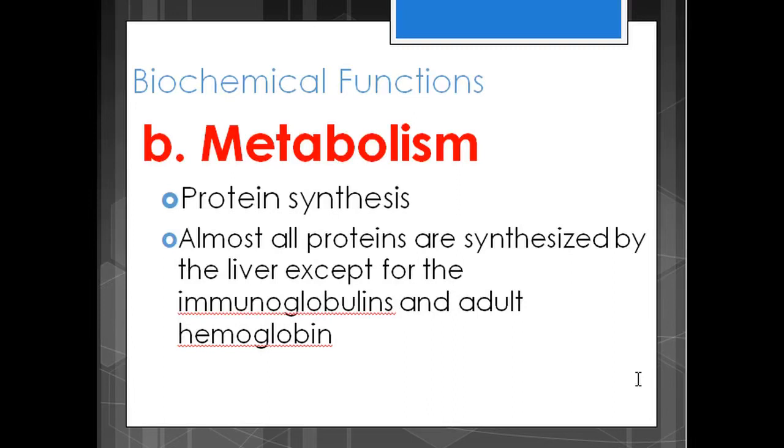And how about the adult hemoglobin? What synthesizes the adult hemoglobin? So you think about it in 5, 4, 3, 2, 1. The adult hemoglobin is actually synthesized by the red blood cells. And aside from these two, immunoglobulin and adult hemoglobin, there is another protein that is not synthesized by the liver. So this part was actually taken from Bishop, this immunoglobulin and hemoglobin. But in addition, there is another factor.